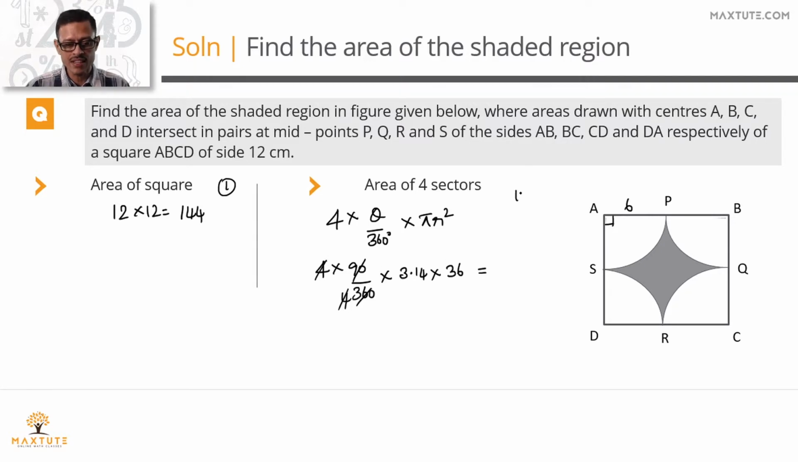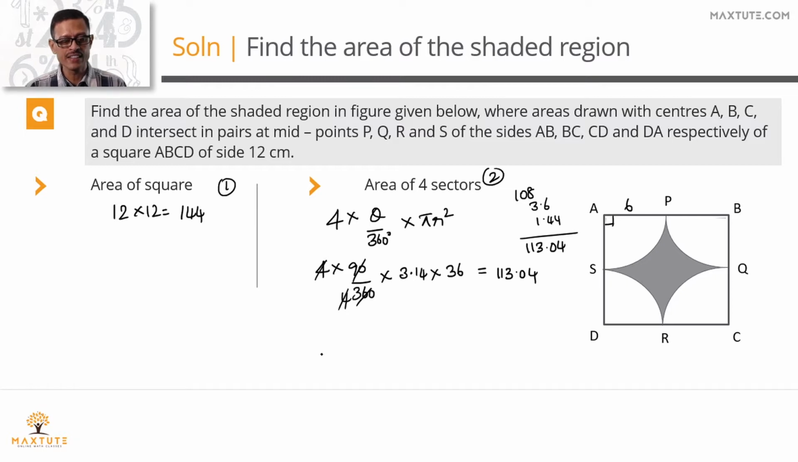What's that calculation? 3 into 36 is 108. 0.1 into 36 is 3.6. 0.04 into 36, 36 fours are 144, so 0.04 into 36 is 1.44. If you add all of this, 108 plus 3.6 plus 1.44 makes it 113.04. 113.04 is the area of these 4 sectors. So we have found out part 2.